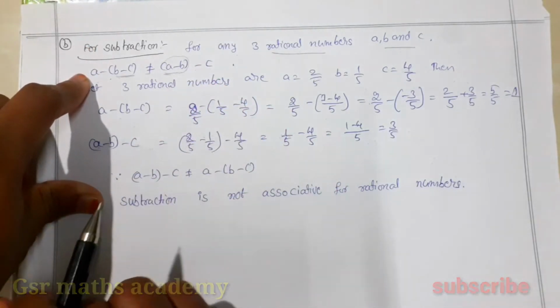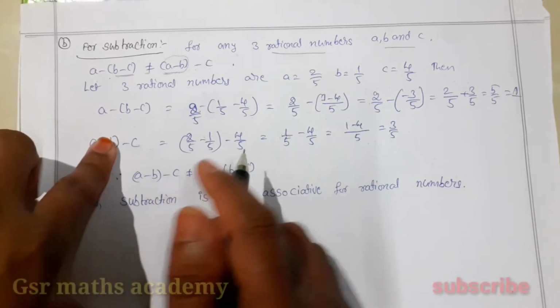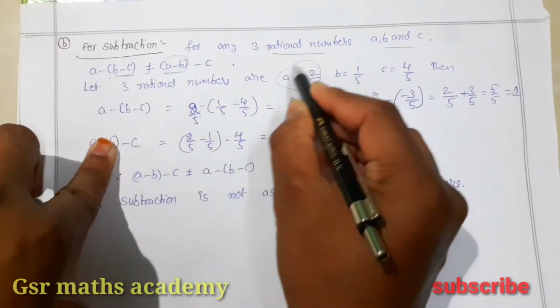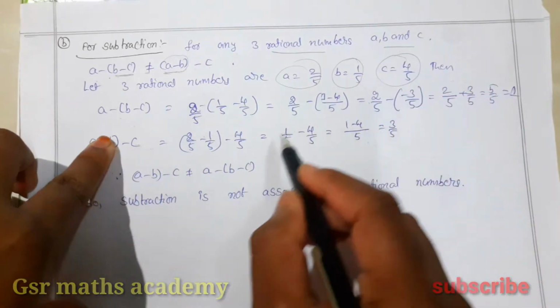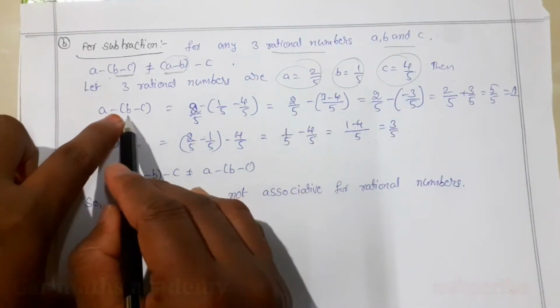the collection of rational numbers does not follow the associative property for subtraction. Let me explain this with a simple example: a is equal to 2 by 5, b is equal to 1 by 5, c is equal to 4 by 5, a minus (b minus c).